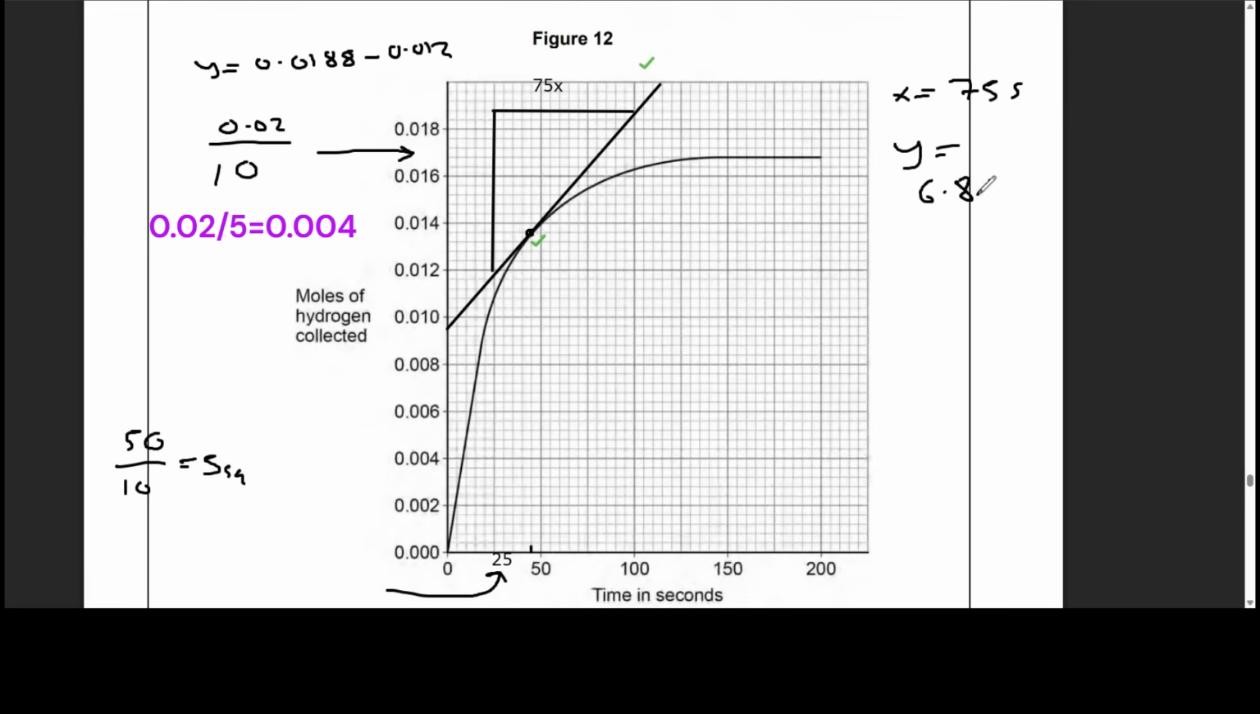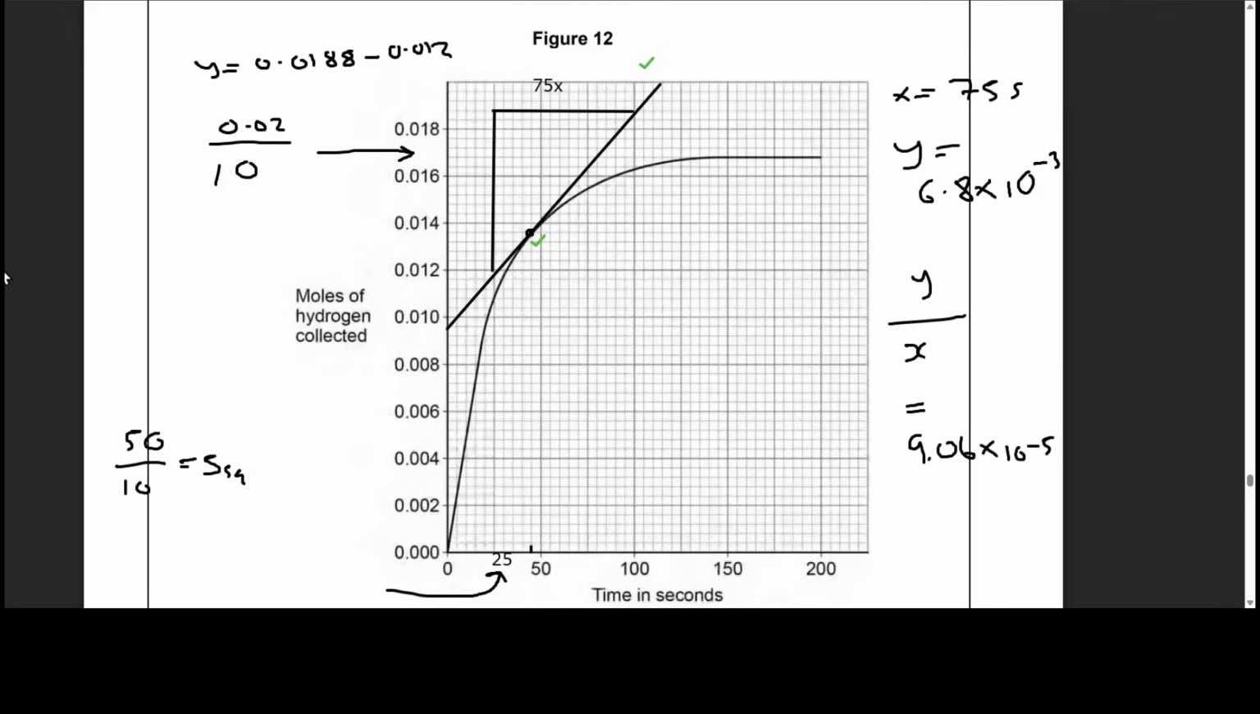Oh my days. Times 10 to the minus 3. And what I want to do now is do change in Y divided by X. And that is going to give me my rate. So let's do that. That is going to be 6.83 times 10 to the minus 3 divided by 75 equals 9.06 times 10 to the minus 5. And then we just need to come up with the units.